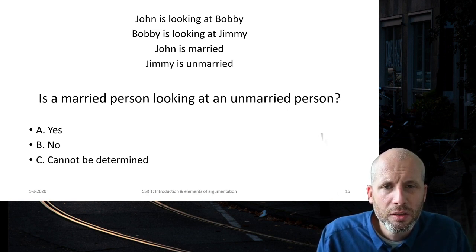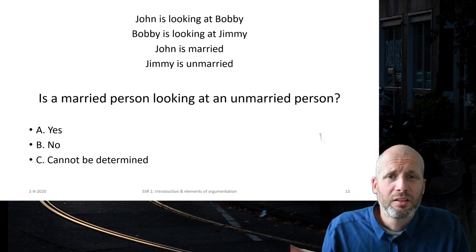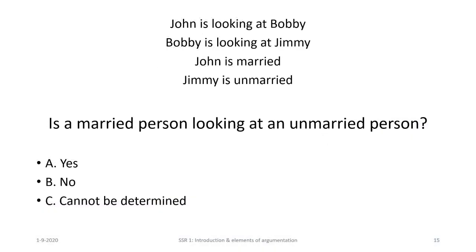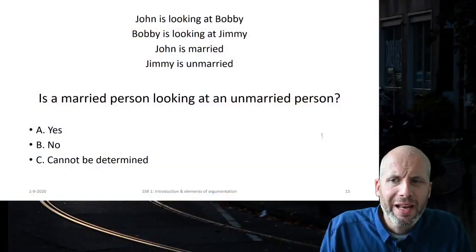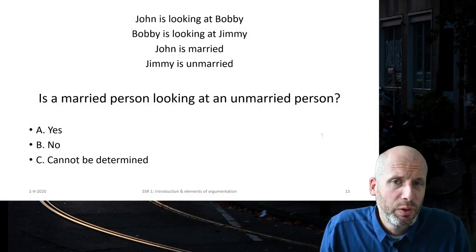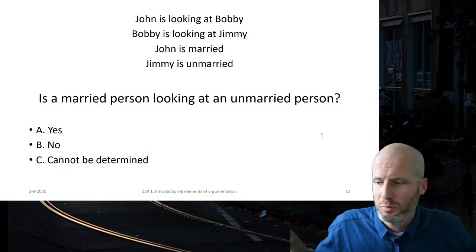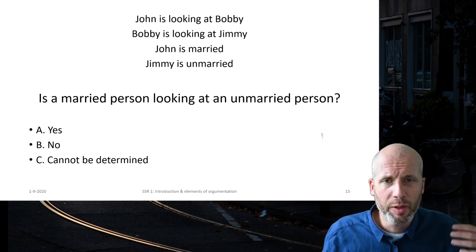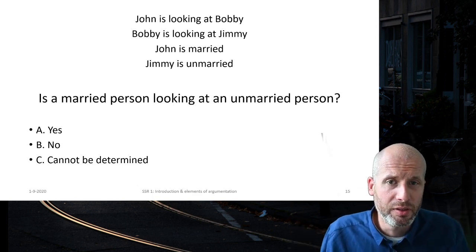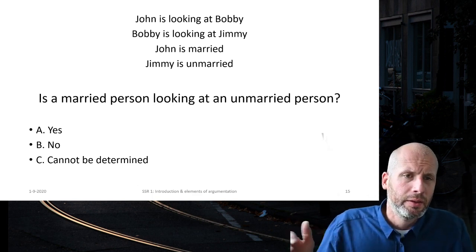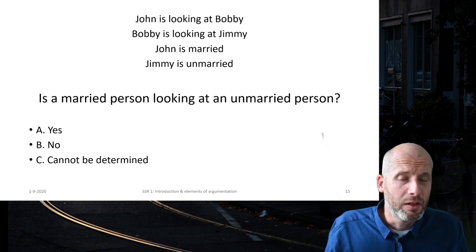Yeah. And that makes sense, right? That's what I initially thought as well, right? It has to be C because we don't know whether Bobby's married or not. So we cannot determine whether a married person is looking at an unmarried person because she's in the middle, right? Any other thoughts?